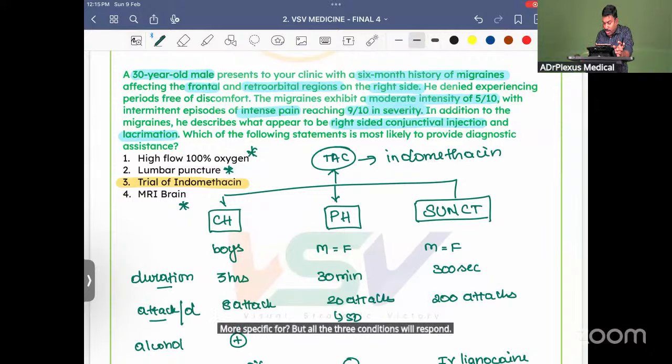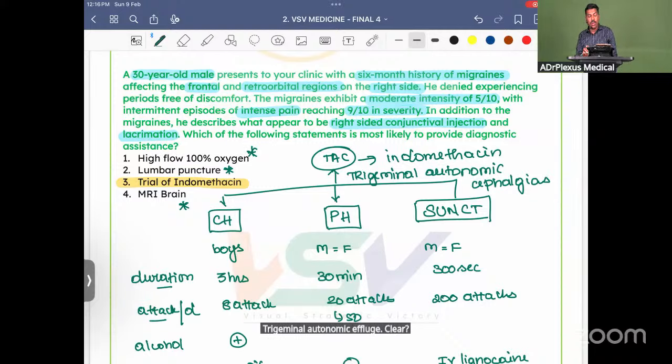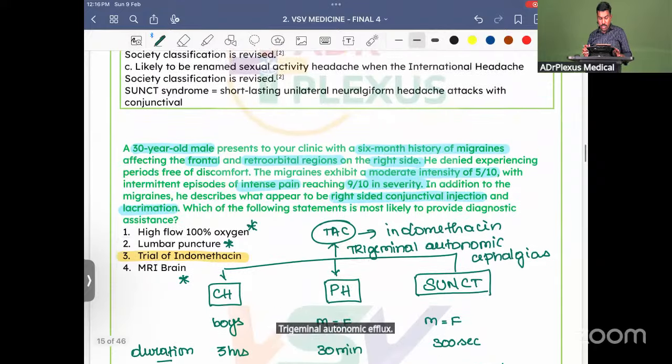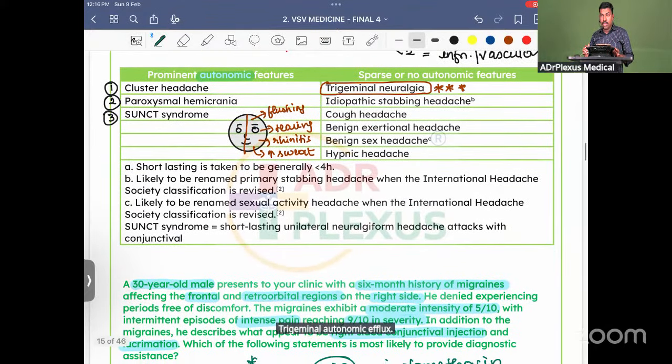TAC is trigeminal autonomic cephalalgias. Trigeminal autonomic cephalalgias. Clear?